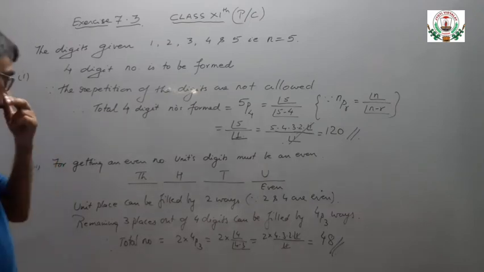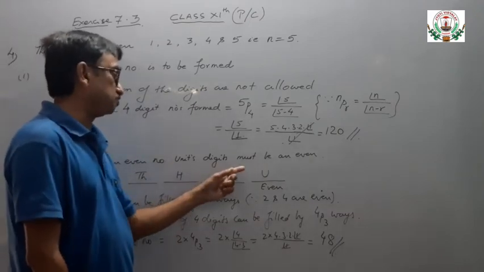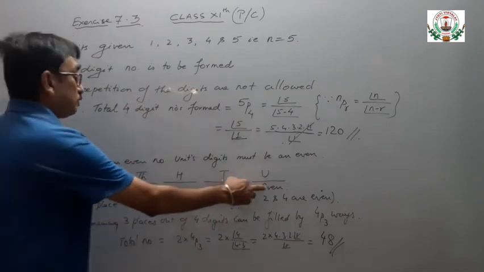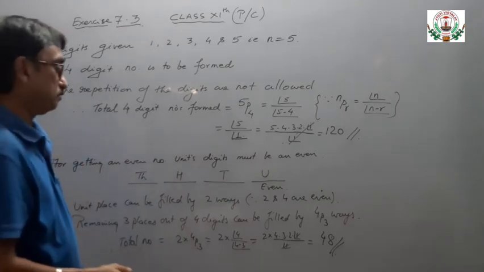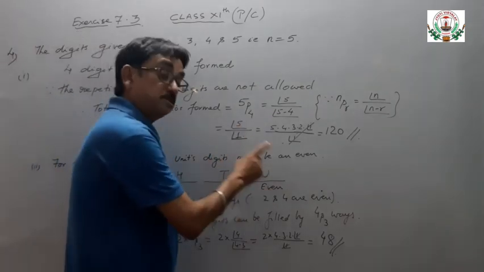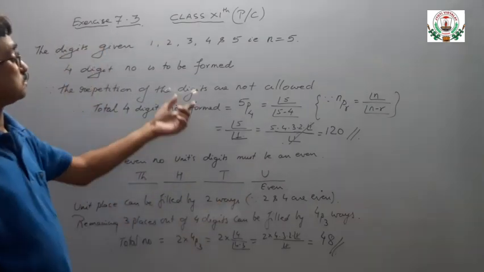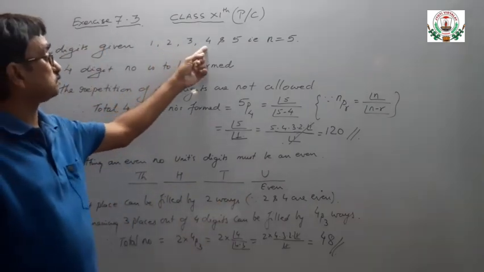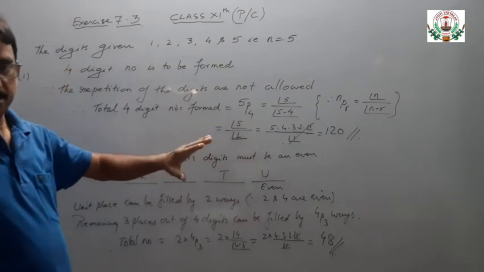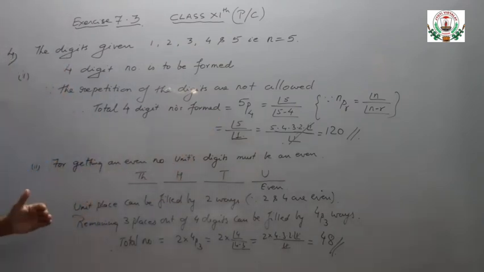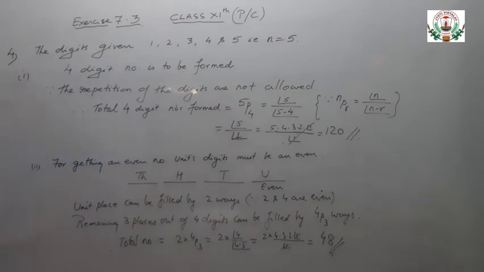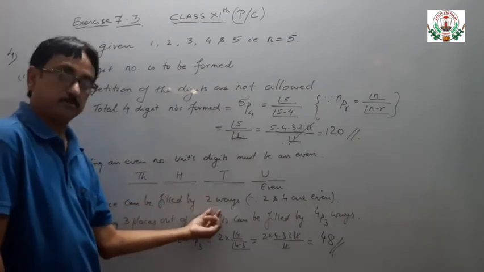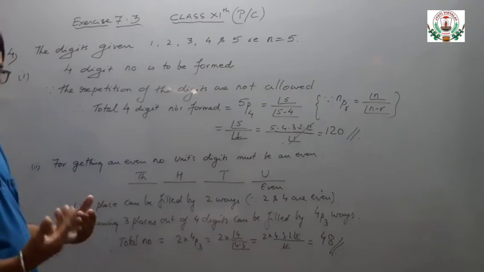For getting an even number, the unit digit must be even. Unit place, tens place, hundred place, thousand place. To get an even number, there must be an even number in the unit place. How many even numbers are given here? Only 2 even numbers. Either it can be 2 or 4. No other number will be there. So to fill the unit place, to make it an even number, the number of ways will be only 2. Okay? Either we can fill 2 or 4.